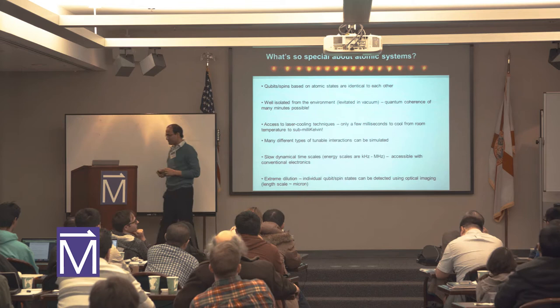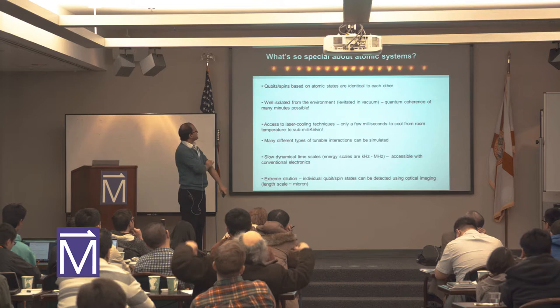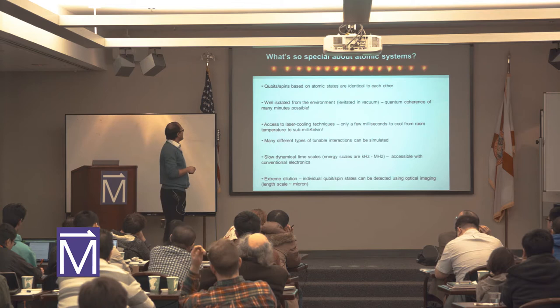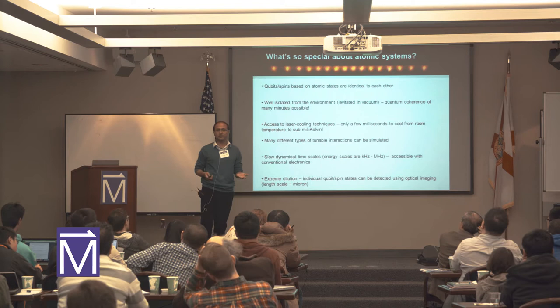Okay, so before moving on to show you how we actually simulate the Hamiltonians here, let me try to motivate what's so special about atomic systems. One really nice thing, almost nature's gift to us, is that because the qubits are based on atoms, all qubits are pretty much identical, as long as we can control the magnetic field or electric field reasonably well in the laboratory. So take an ytterbium ion from here, take an ytterbium ion from there, they're identical.